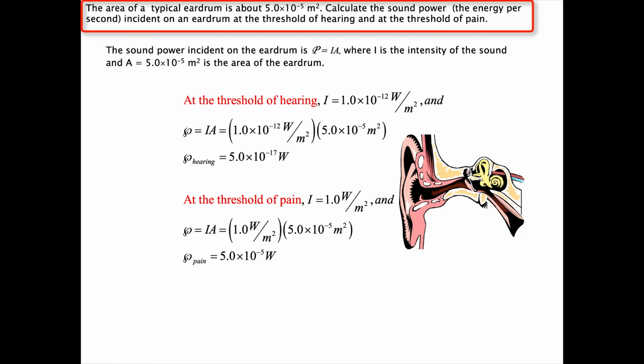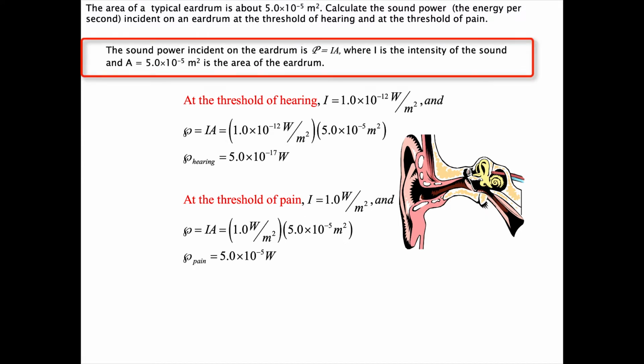Okay, here's a good anatomical one about the ear. The area of a typical eardrum is about 5 times 10 to the minus fifth meters squared. They want us to calculate the sound power, the energy per second, incident on an eardrum at the threshold of hearing and at the threshold of pain. So we're going to use the relationship twice to calculate these values: threshold of hearing, threshold of pain.